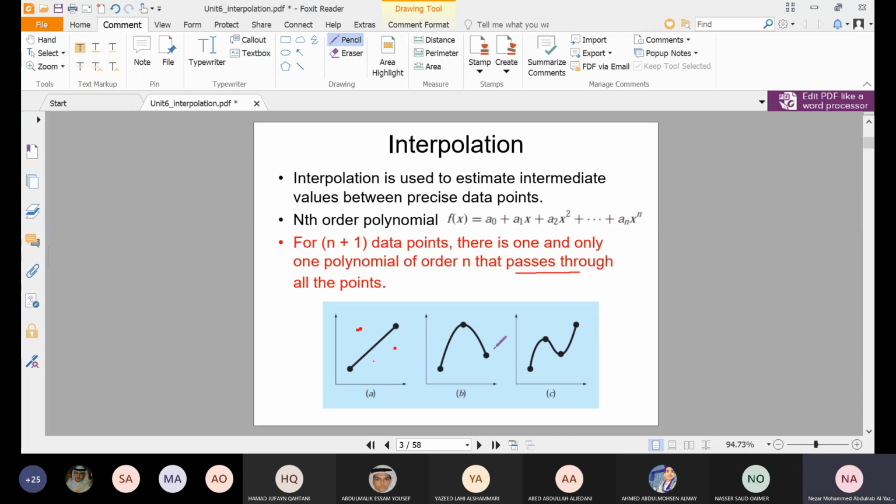Okay, so this is interpolation. During this topic, we'll study two very famous methods. The first one will be the Newton divided difference method. After that, we'll study the Lagrange method, which will be a special case of the Newton divided difference method.